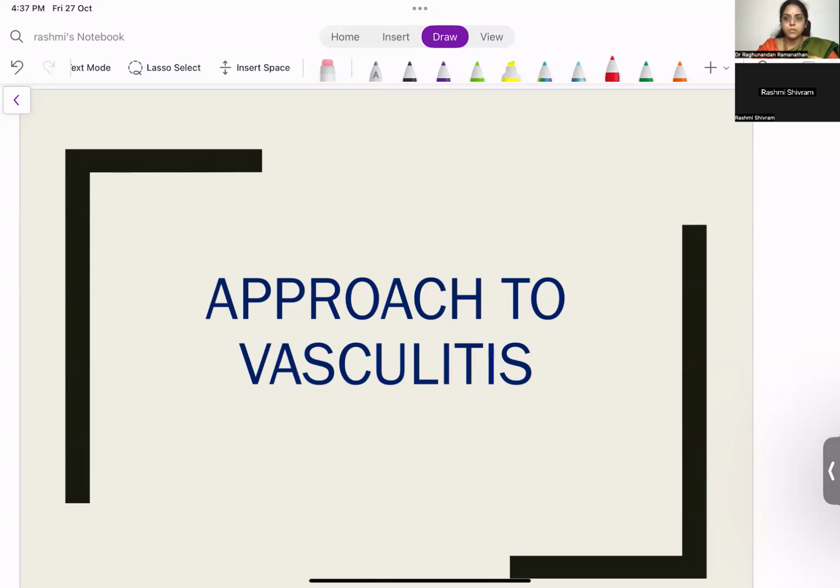You will be able to tell how to actually identify a patient with vasculitis, and how do you in general identify, diagnose, and then manage a patient with vasculitis. So we are going to take this as an approach-based topic. Okay, so let's start the approach to vasculitis.